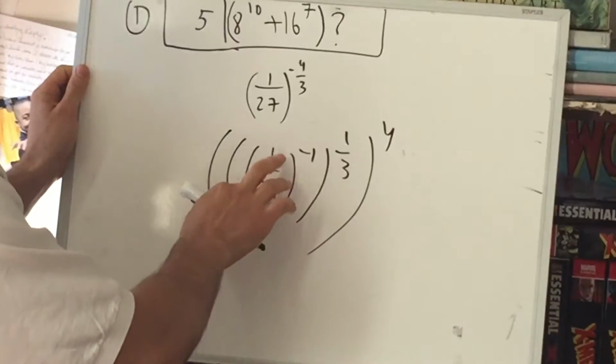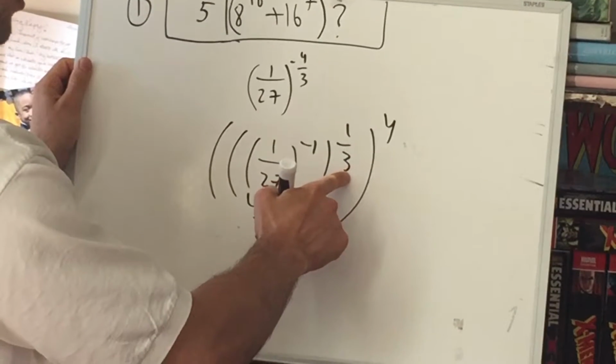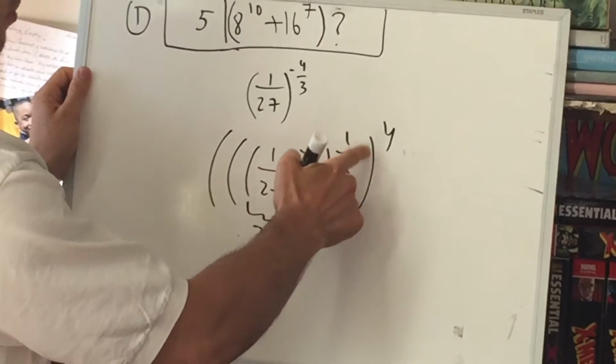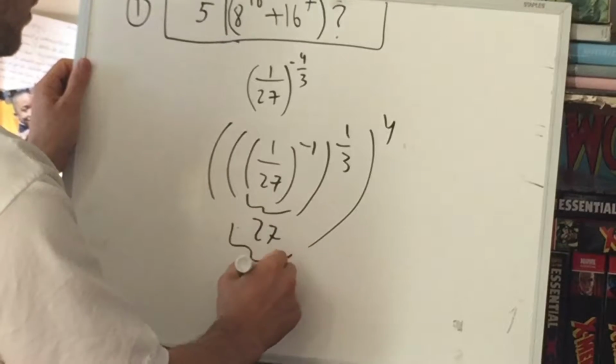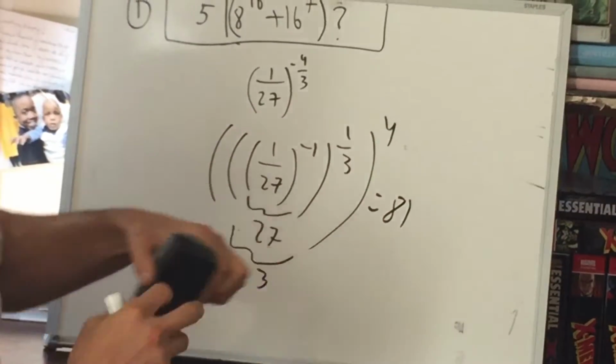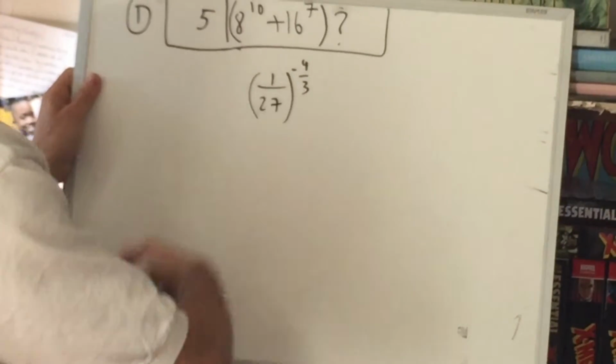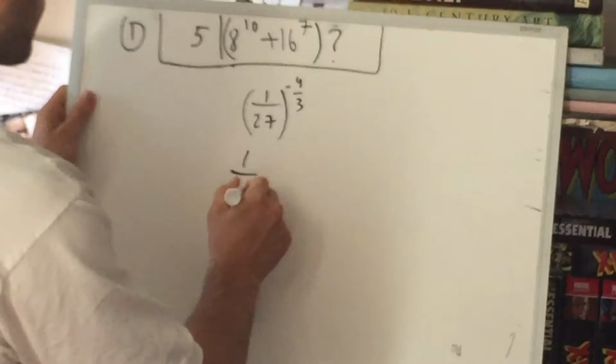So the -1 flips the 1/27th, so it becomes 27. Then we take the cube root. That's what the 1/3 power means. So that becomes 3. Then we do 3 to the 4th, which is 81. So that was the suggested approach. What happens if we do it, let's say, this way?